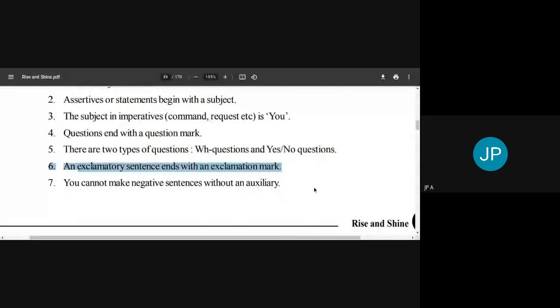And the last thing that we have learned today is that you cannot make negative sentences without an auxiliary. Not in all cases, but in most of the cases.